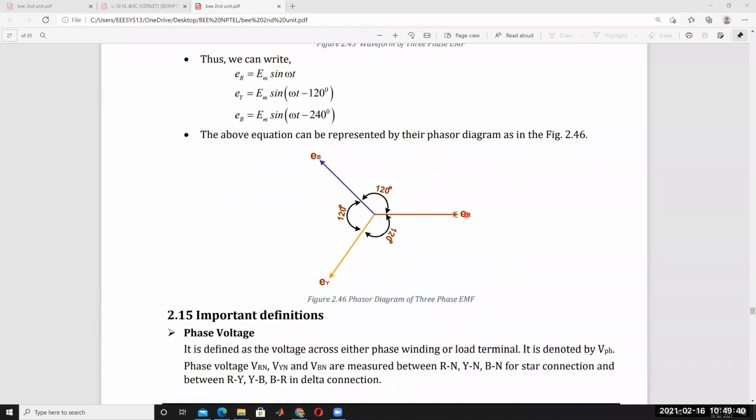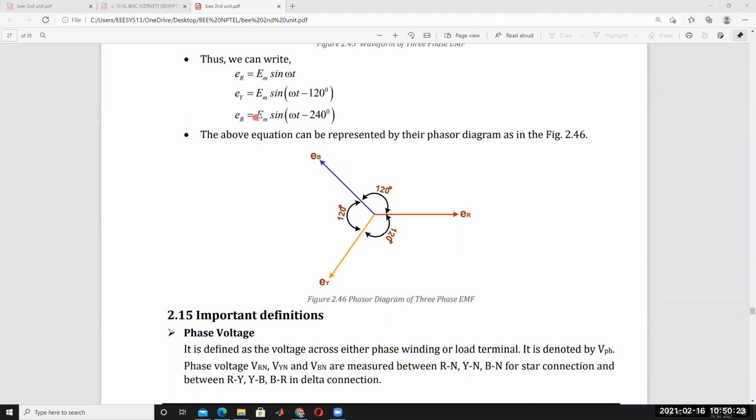Taking the R phase as the reference, this is the R phase, ER is equal to EM sin omega t. Then the Y phase will start after 120 degrees; the phase difference between these two phases is 120 degrees. After 240 degrees, the B phase will start. So here 120 degrees and here 120 degrees, total 240 degrees. EB is equal to EM sin omega t minus 240 degrees. Understood? So after here 120 and here 120, that means from 240 degrees onwards the B phase will start.